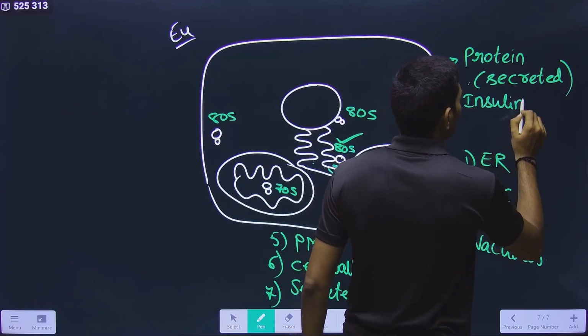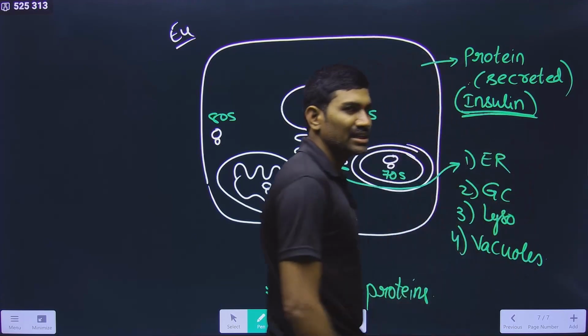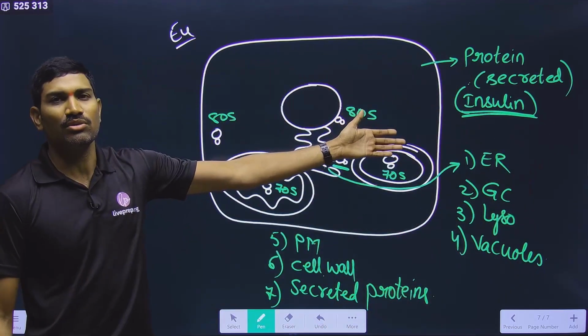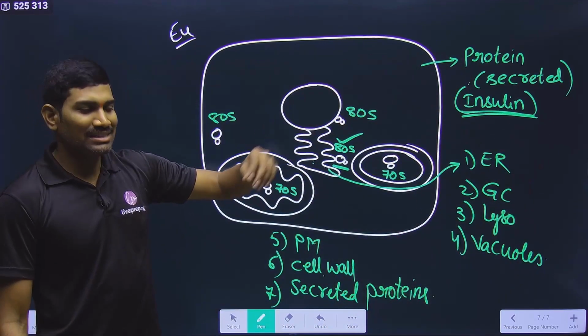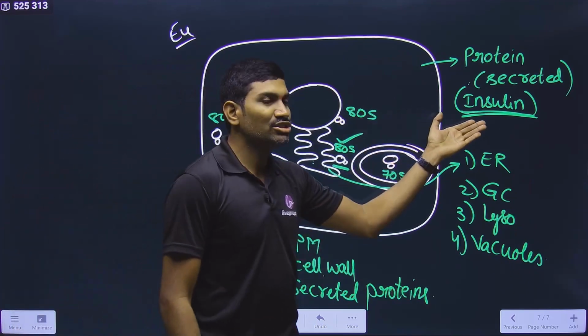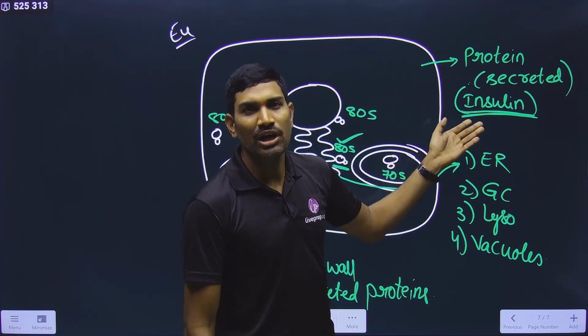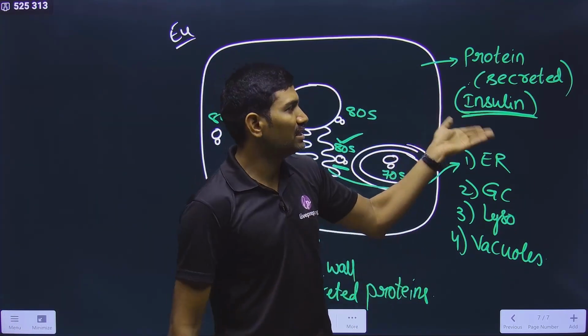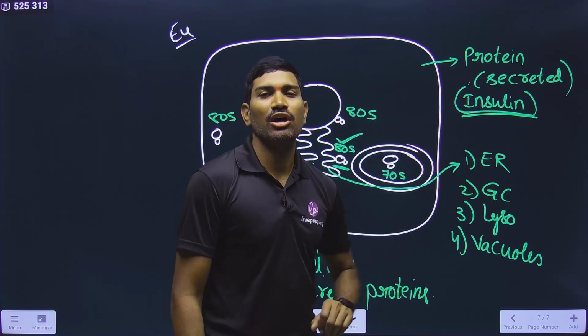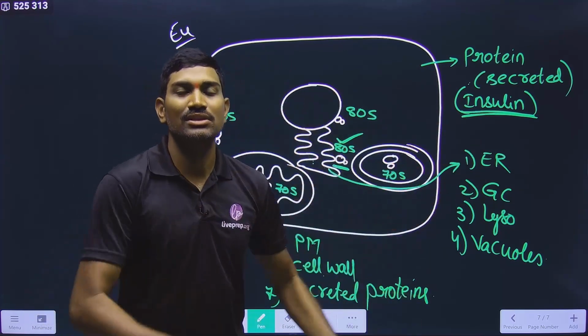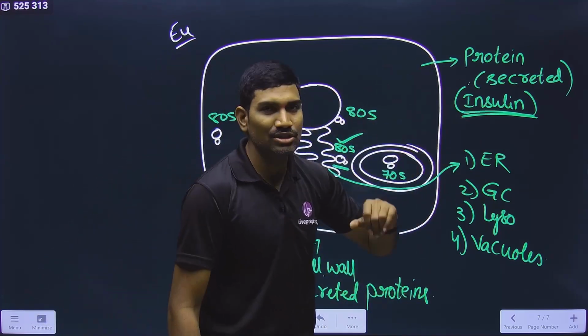Insulin hormone. In the chemical coordination and integration chapter, we have studied about insulin hormone. Insulin hormone is released outside the cell. And what is the nature of this insulin? It is a protein hormone. Yes or no? In biotechnology applications also we studied this. So insulin is a protein hormone, and this hormone is released outside the cell. That means it is a protein that is released outside the cell.